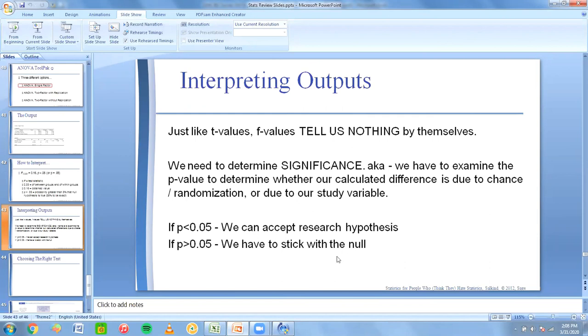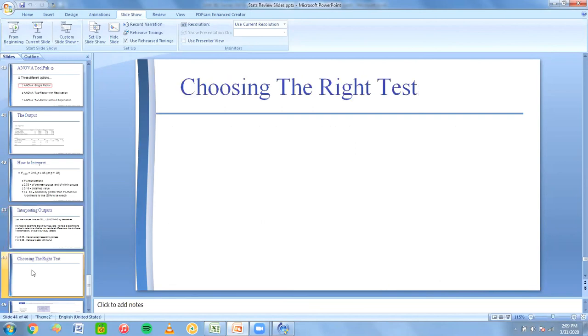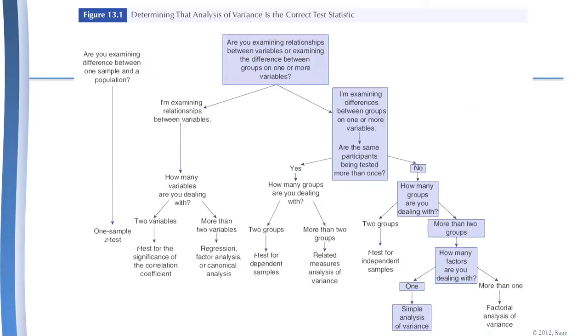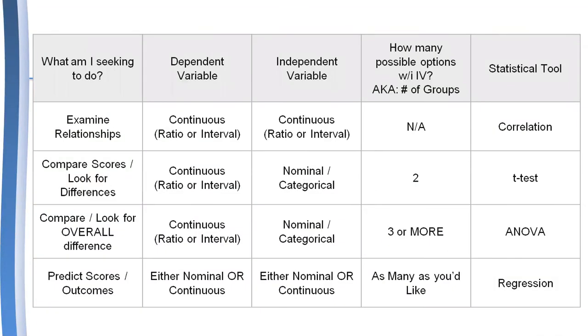Okay, so the last thing that I'm going to include on this summary video is how to choose the right test. If this is something that you're struggling with, one of the tools that the book gave you was this little flow chart, right? Are you examining relationships between variables, or are you examining differences? You can go through and ask yourselves these questions. If you don't find this particularly helpful, which, I'm honest, I don't, I've given you here a little cheat chart.